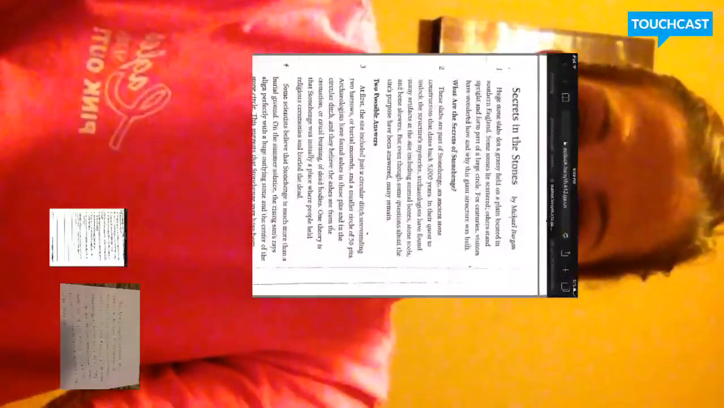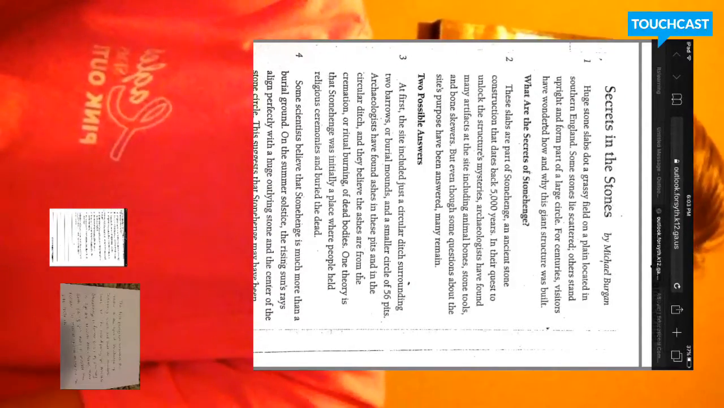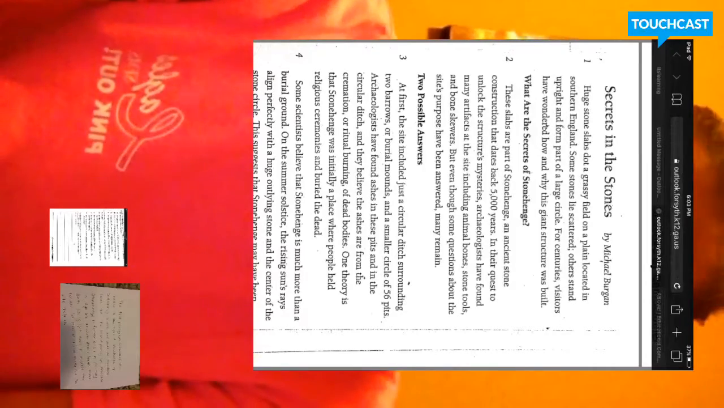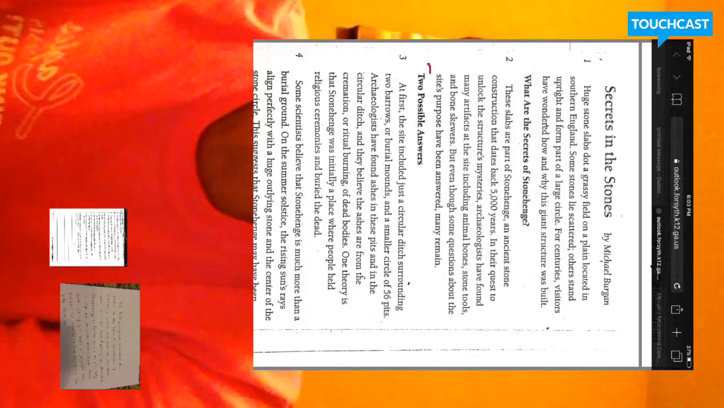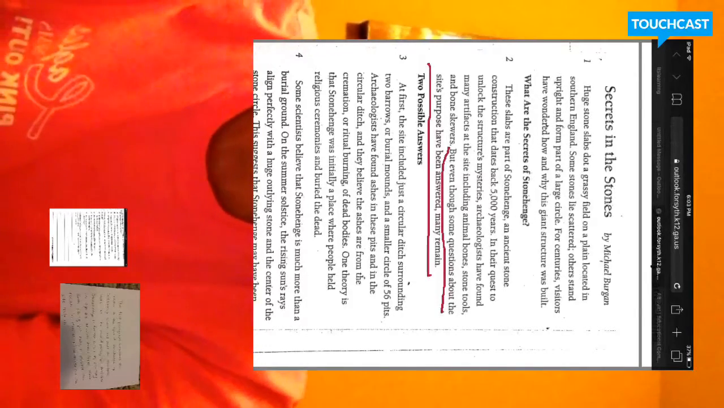So to begin this, I wanted to review the fact that we looked at this particular passage yesterday in class. I'm going to enlarge it on our screen. This was Secrets of the Stones. What we did yesterday in class was answer two multiple choice questions. When we looked at those multiple choice questions, the first one asked us to identify the purpose of this particular sentence and why the author included it.